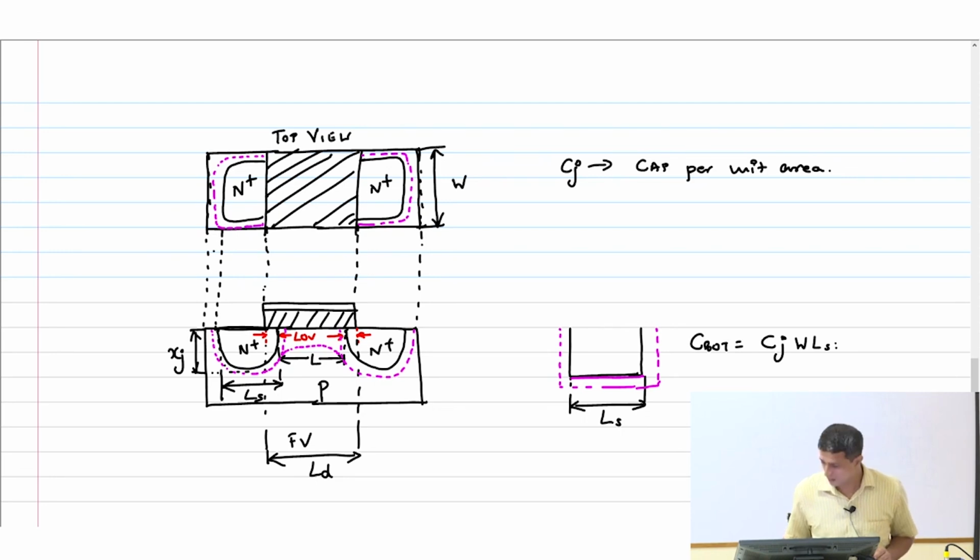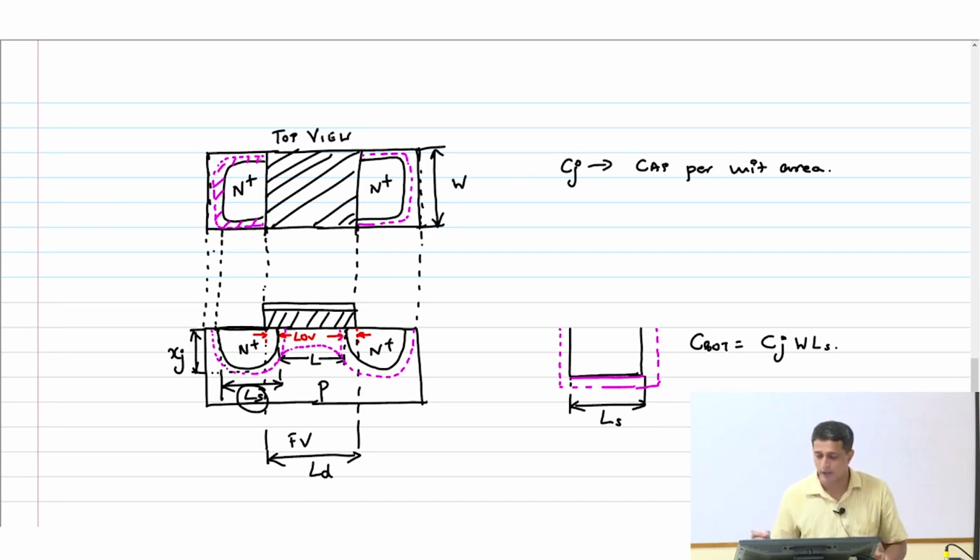What is Ls? Ls is basically how much of diffusion I have here. You look at this. The N plus width is what I am calling W, and the other dimension of the N plus region is Ls. Now that is just one component. There is also the perimeter capacitance which I need to consider. So what are the perimeter components I need to consider? I need to consider these components, because I have accounted for the bottom plate already here.